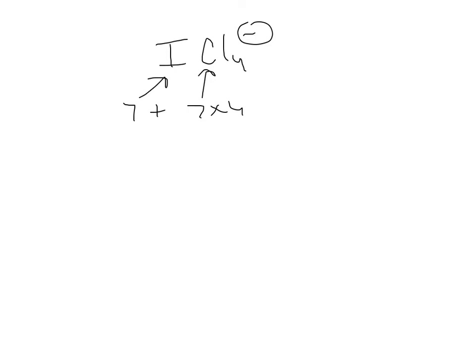So let's take a look at an example. Let's do ICl4 minus. This is a polyatomic ion, so we have 7 electrons from iodine, 7 times 4 from the chlorines, and then from our charge, -1 means we've gained an extra electron. So that adds up to 7 plus 1 is 8, plus 28, which is 36 electrons. That sound good? Yes. Okay, so iodine is going to be our central atom, as the least electronegative goes in the center.